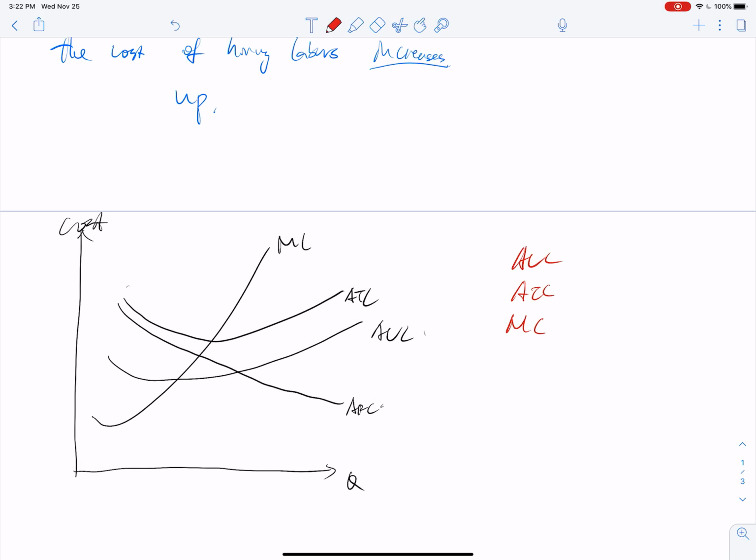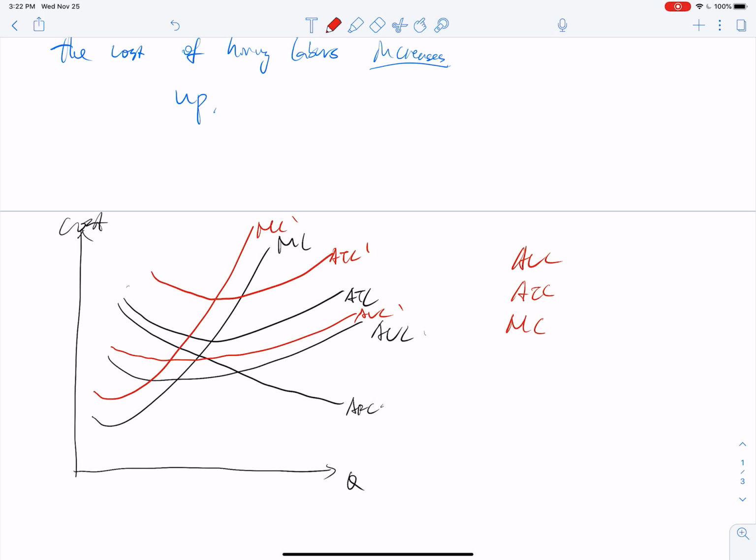And let's draw the changes. We know that average variable cost is increasing, AVC prime. We know that the marginal cost is increasing, marginal cost prime. And we know the average total cost, again, I'm trying to find the lowest point, is increasing.